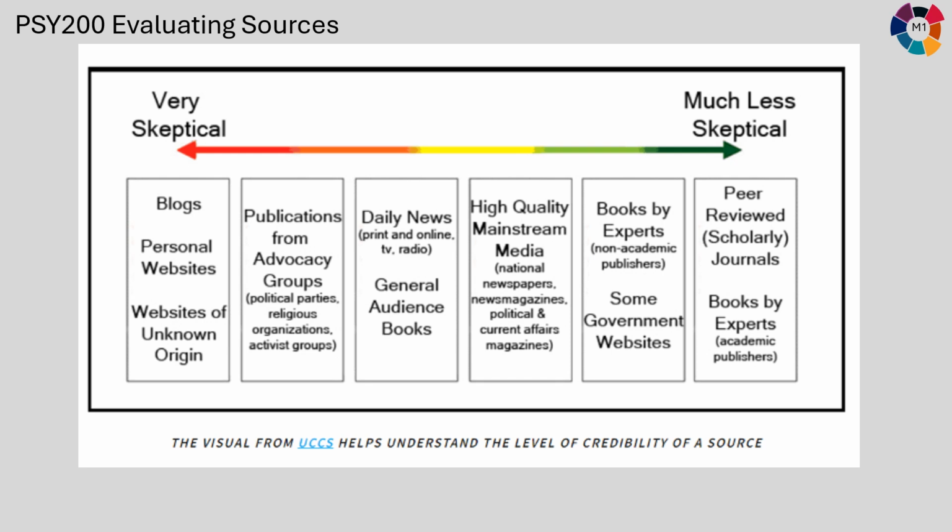So far on the left-hand side of the slide, there are examples like blogs, personal websites, or websites of unknown origin. And what does this mean? Say you're looking up cognitive behavioral therapy, which is an interesting topic. There's plenty of blogs out there about cognitive behavioral therapy, but some of those blogs are not written by people who are actually experts in the field or authorities on the matter, so you have to be cautious.